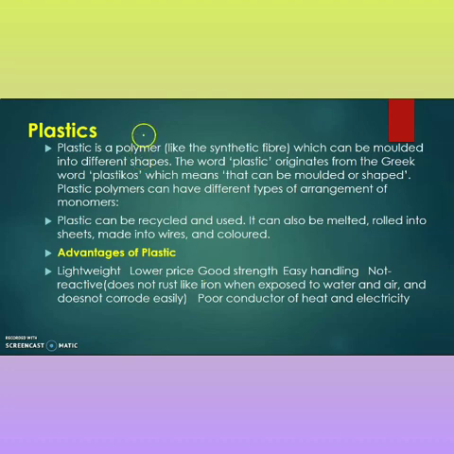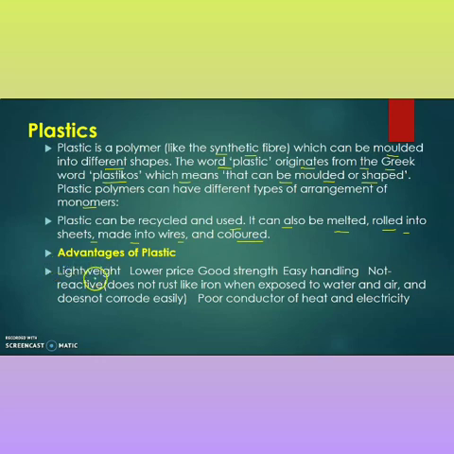Plastics. Plastic is a polymer like synthetic fiber which can be molded into different shapes. The word plastics originates from the Greek word plastikos, which means that it can be molded or shaped. Plastic polymers can have different types of arrangement of monomers. Plastic can be recycled and reused. It can also be melted, rolled into sheets, made into wires and colored.